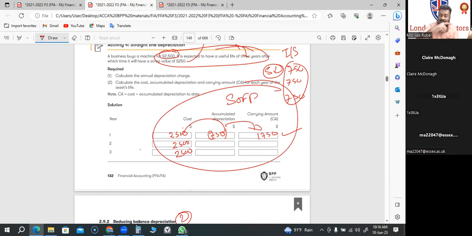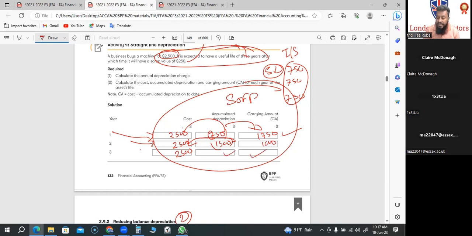In the balance sheet, accumulated means last year plus this year. 750 plus 750 this year too, in year 2. So it becomes 1,500. When you minus 1,500 from 2,500, I know that mental math I can do. 1,000 remaining, isn't it? 750 plus 750 makes 1,500 accumulated depreciation. 1,500 you take away from your cost, 2,500. How much is your carrying amount? 1,000. Make sense? Yeah, brilliant. And likewise, you do the next one.